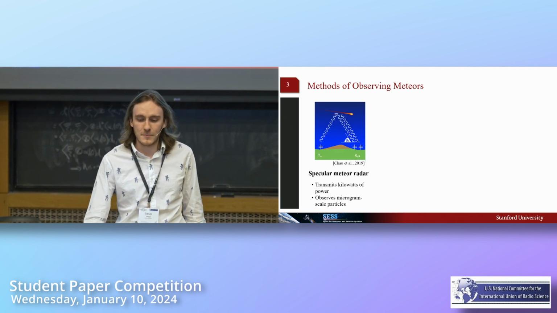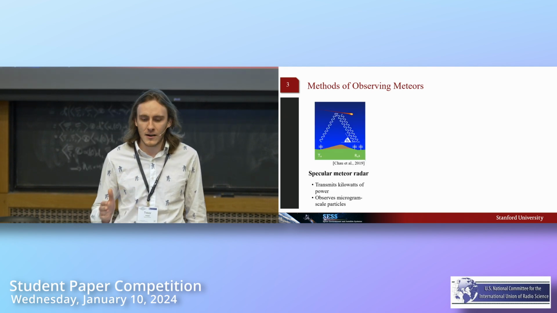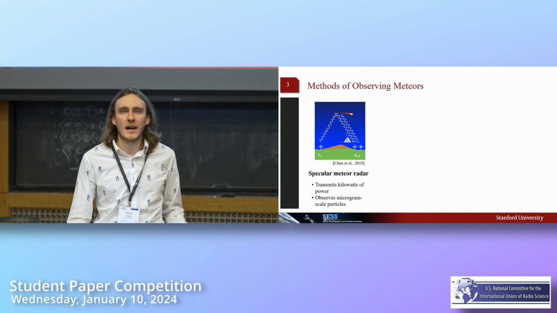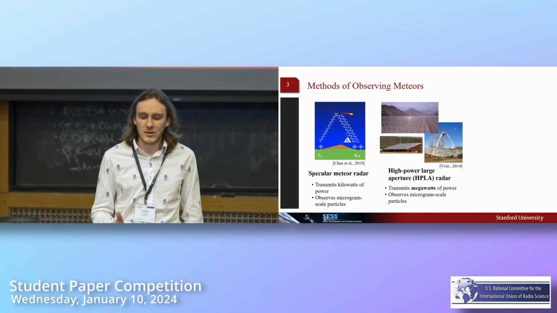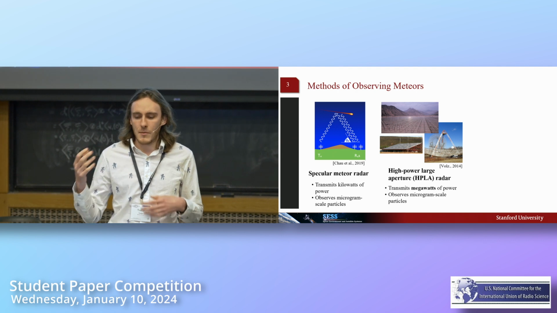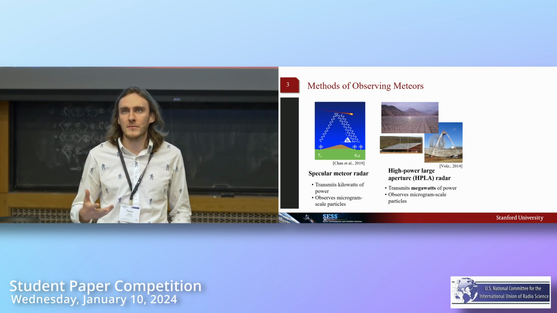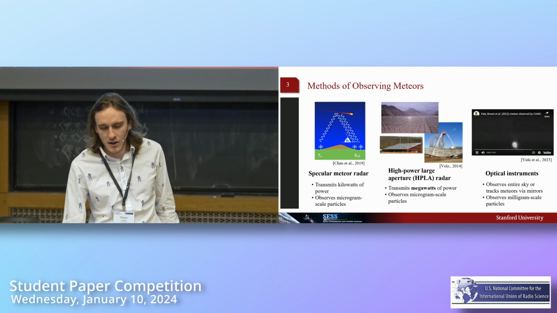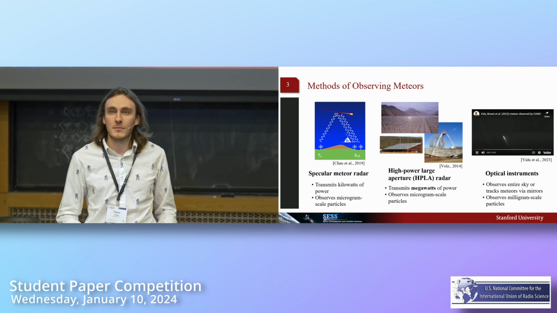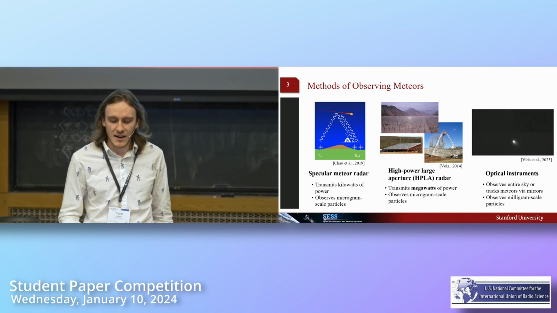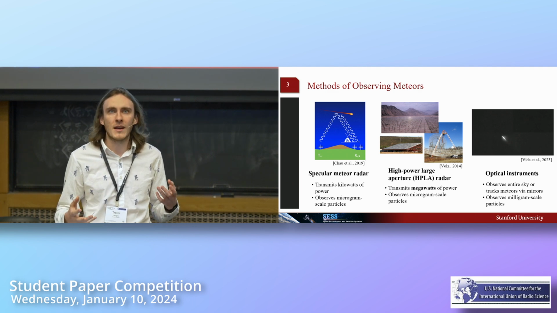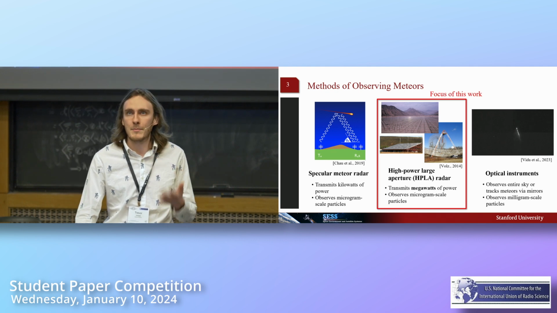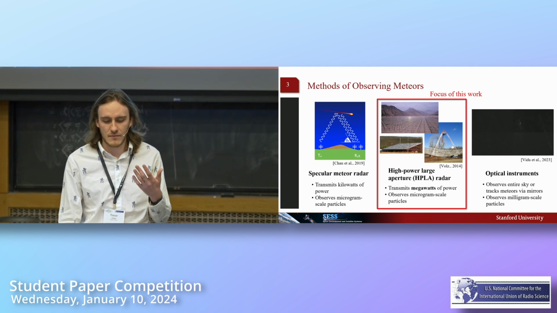So there's a few different methods of observing meteors. You can use a specular meteor radar, where you reflect radio waves off of the meteor trail. It transmits kilowatts of power. There's high-power large aperture radar, which transmits megawatts of power to get much more fine-grained observations in multiple different meteor signatures. And then you can use optical instruments, and I have a video from Peter Brown's group. They can observe the entire sky or use mirrors to track the meteor, and they observe slightly larger particles, like milligram scale, whereas the radars tend to observe microgram scale particles. We will focus on high-power large aperture results and using machine learning on that.